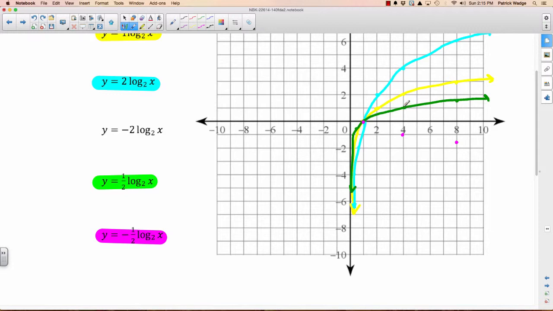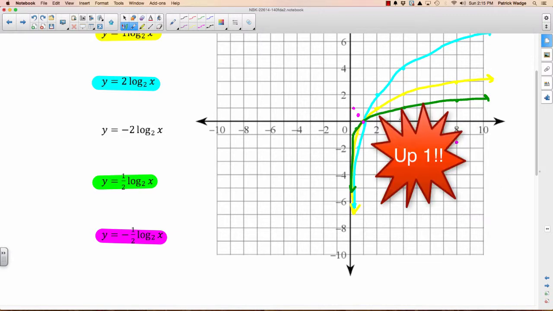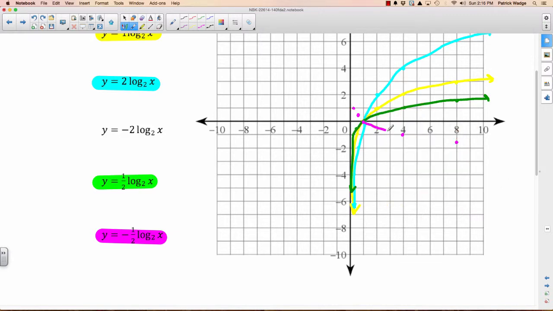So this point here was 1 above the x-axis, now it's 1 below. This point here was 1.5 above the x-axis, now it's 1.5 below. This one was on the x-axis, it's still on the x-axis. This one here is down a half, so it goes up a half. It's basically exactly the same as the green line, except it is reflected over the x-axis.